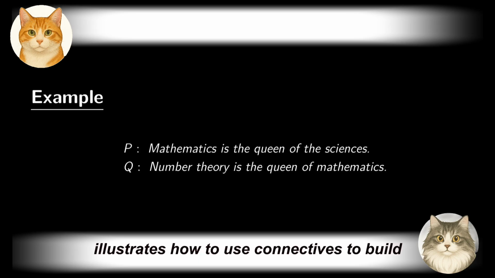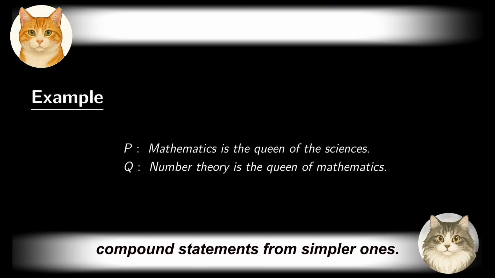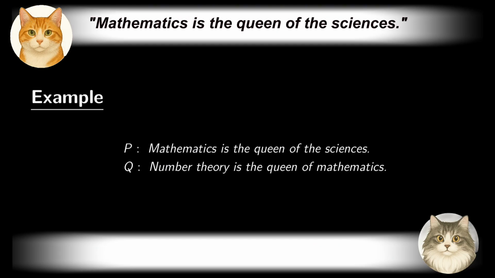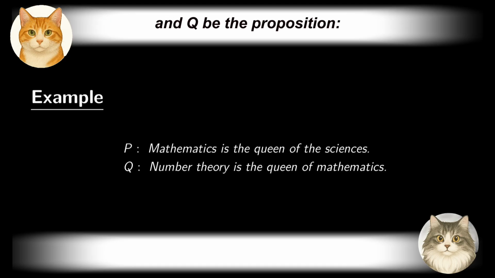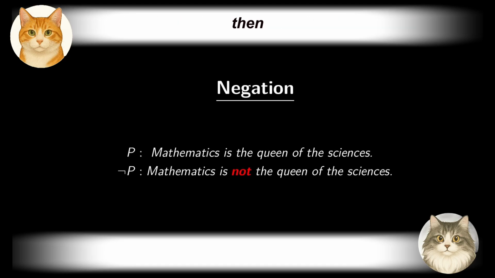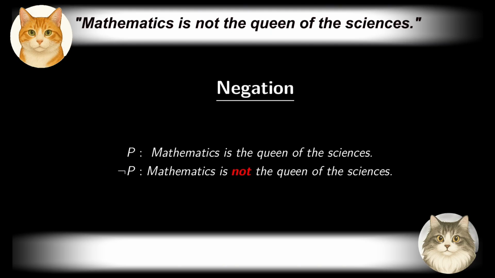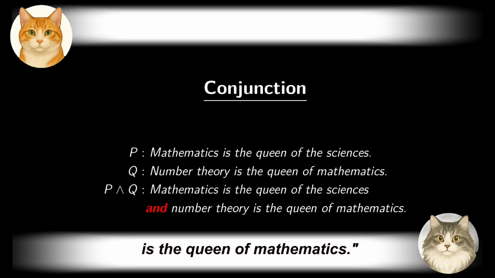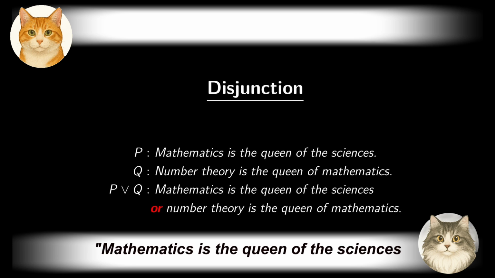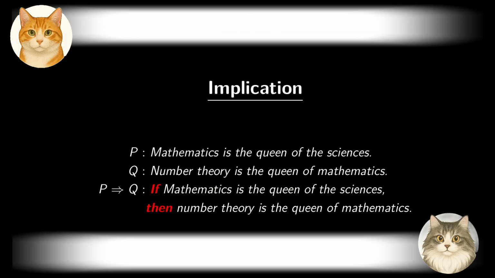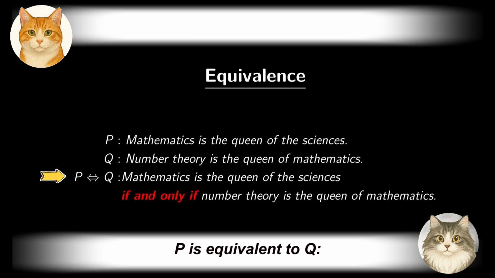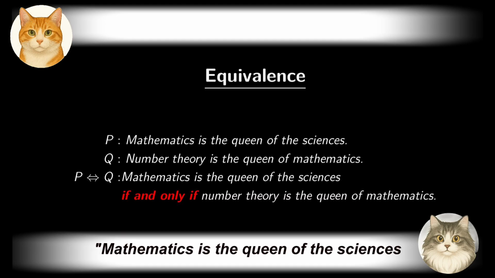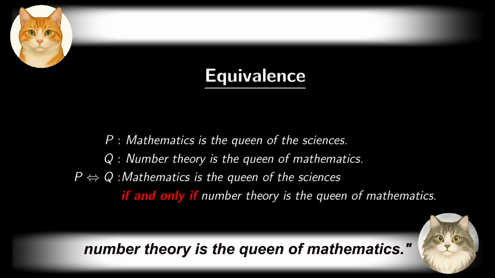The following example illustrates how to use connectives to build compound statements from simpler ones. Let P be the proposition, mathematics is the queen of the sciences, and Q be the proposition, number theory is the queen of mathematics. Then, not P. Mathematics is not the queen of the sciences. P and Q. Mathematics is the queen of the sciences, and number theory is the queen of mathematics. P or Q. Mathematics is the queen of the sciences, or number theory is the queen of mathematics. P implies Q. If mathematics is the queen of the sciences, then number theory is the queen of mathematics. P is equivalent to Q. Mathematics is the queen of the sciences, if and only if number theory is the queen of mathematics.